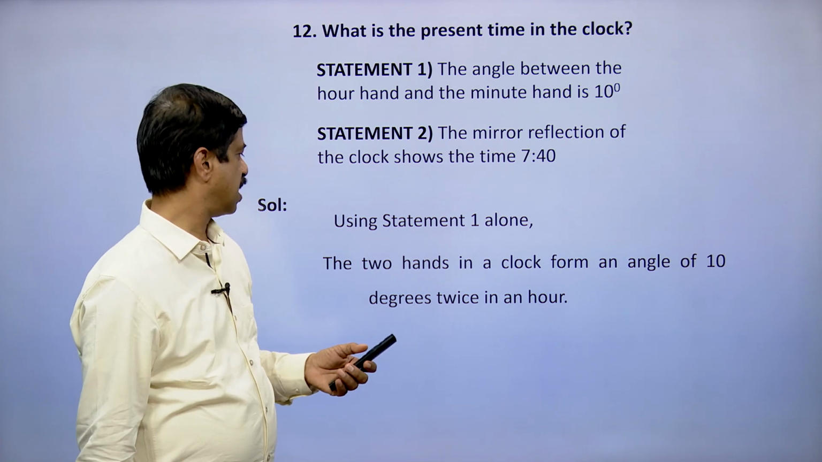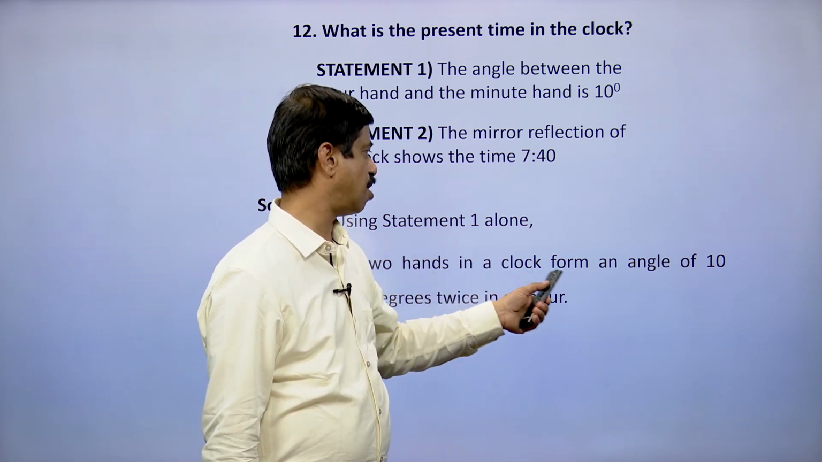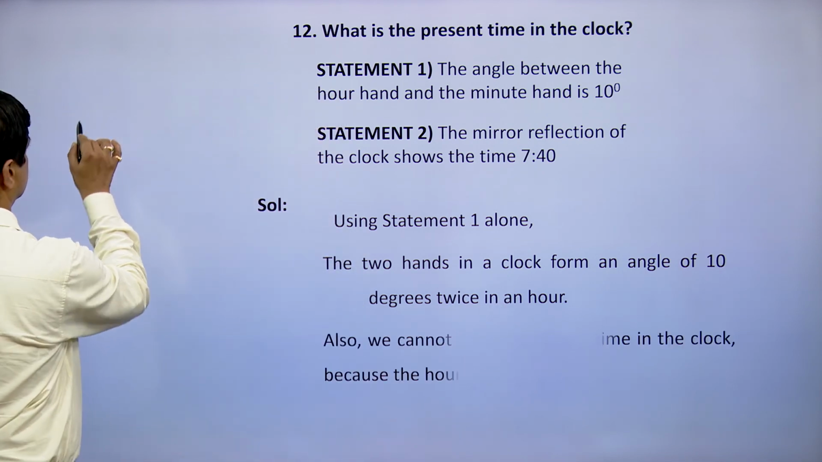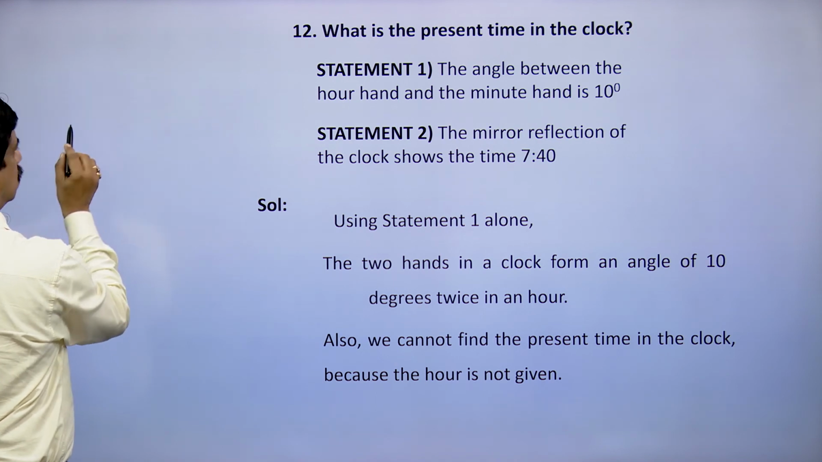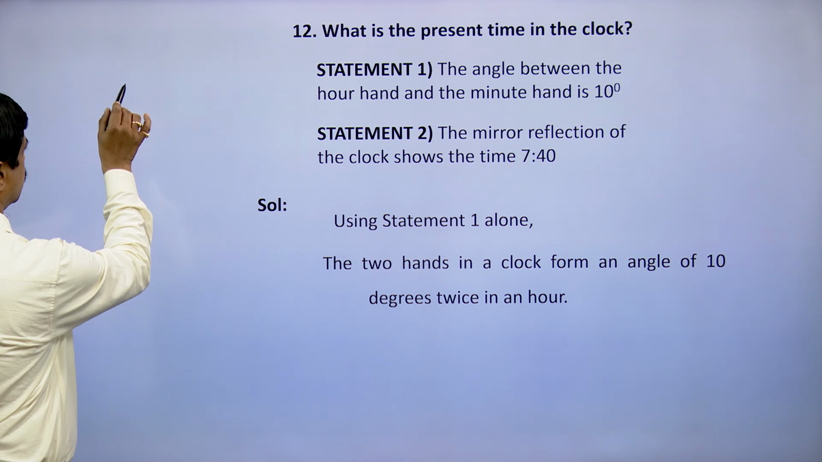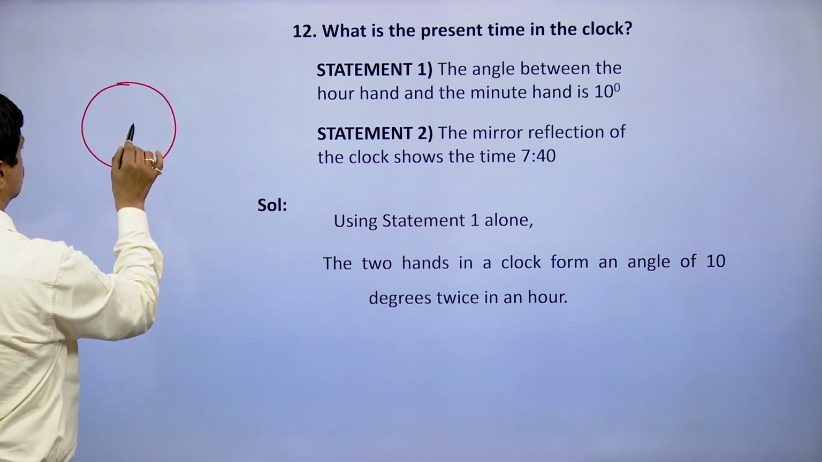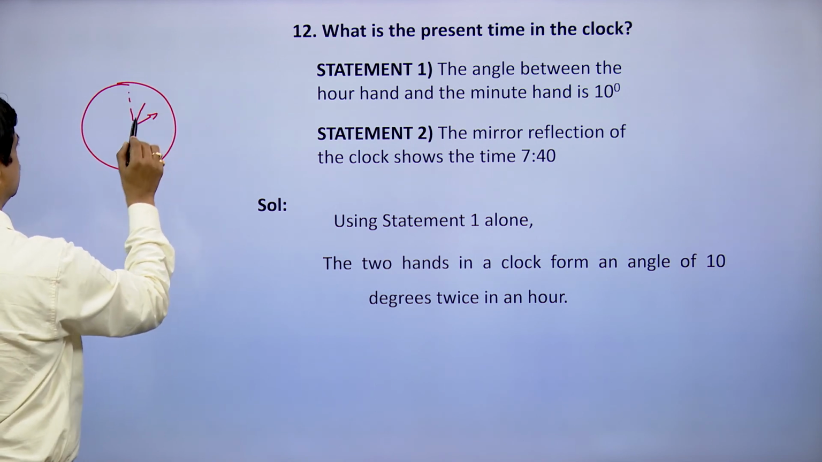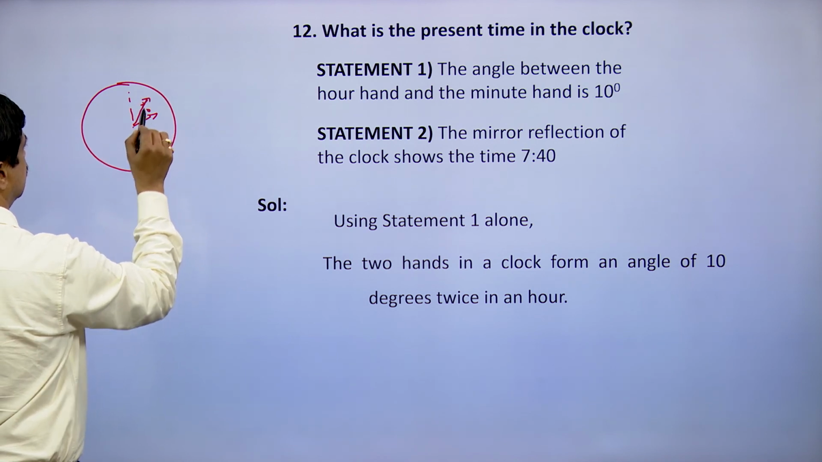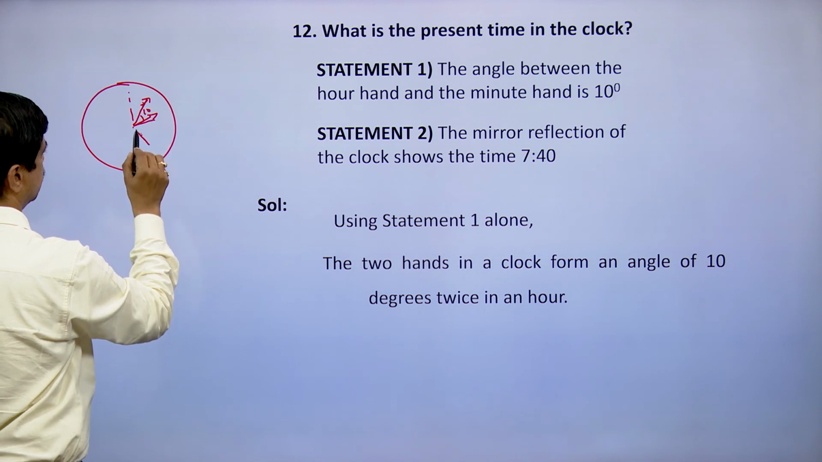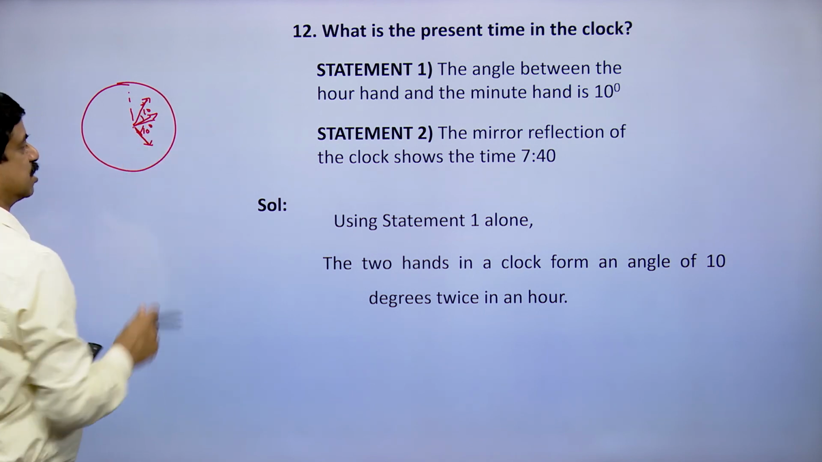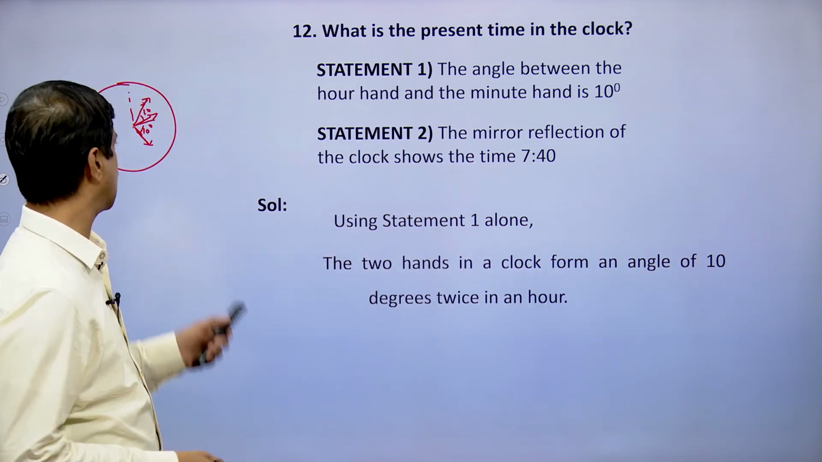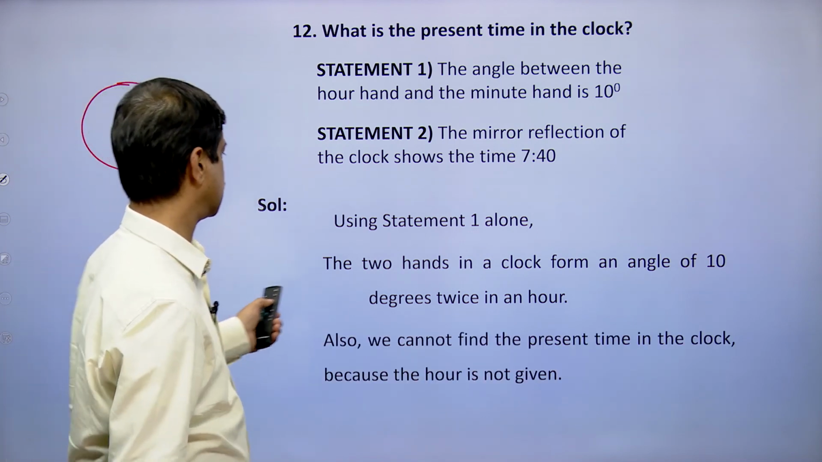So using statement 1 alone, 2 hands in a clock form an angle of 10 degrees twice in an hour. How twice in an hour? Look at this. Suppose a clock is like this. Suppose the hour needle is here. So the minute needle starts from here. Before it reaches here, it is 10 degrees, and afterwards, crossing it, by the time it moves here it will be 10 degrees. Like this, twice in 1 hour it can happen that the difference is 10 degrees between the hour needle and the minute needle.